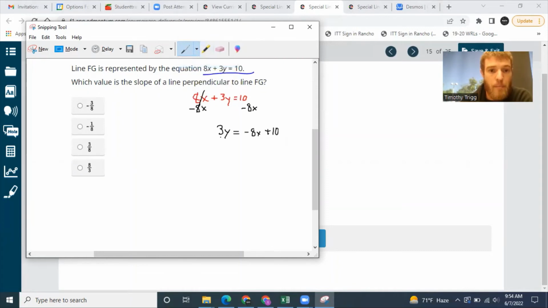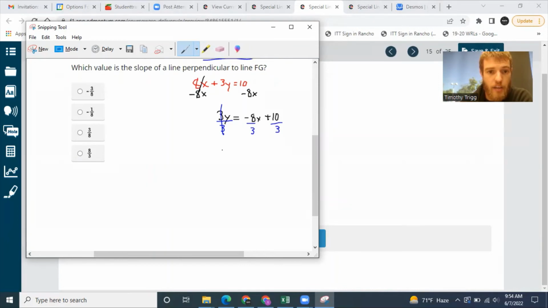Then to help me get y by itself, I'm going to go ahead and divide by 3. This will get me y by itself. But I have to divide the other side of the equation also by 3. Remember, whatever we do on one side of the equation, you have to do the exact same thing on the other side. So we got y = -8/3 x + 10/3. Okay, I know it's all in fractions, but that's okay.